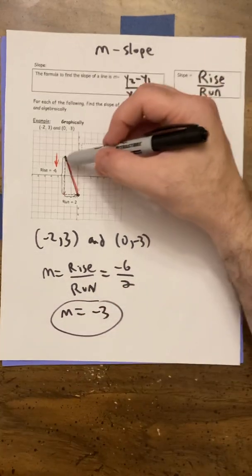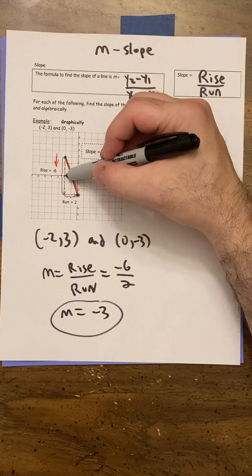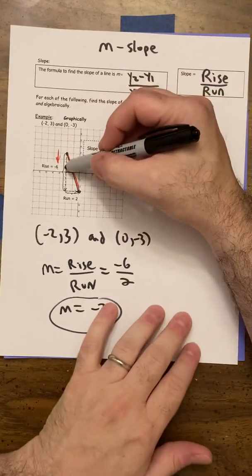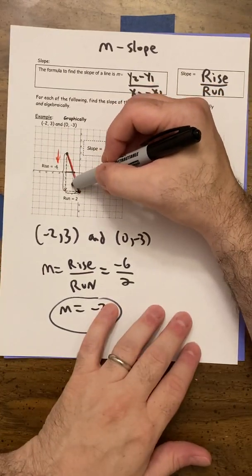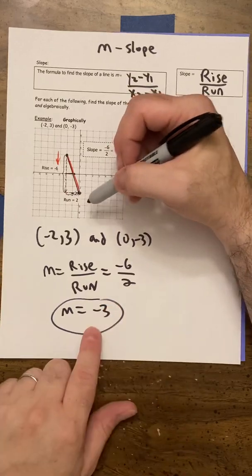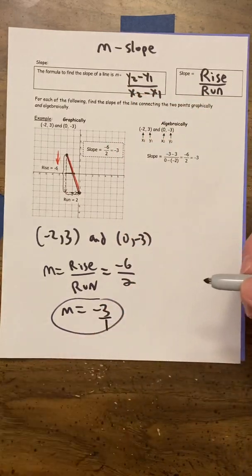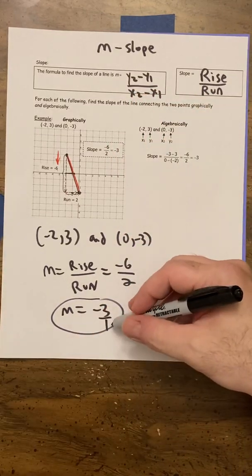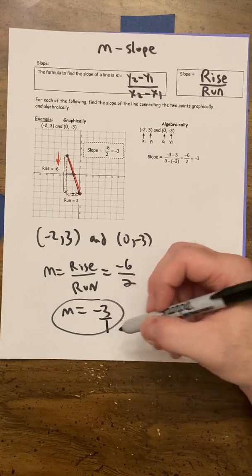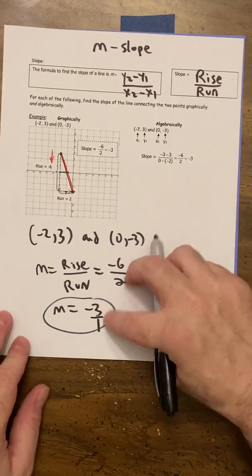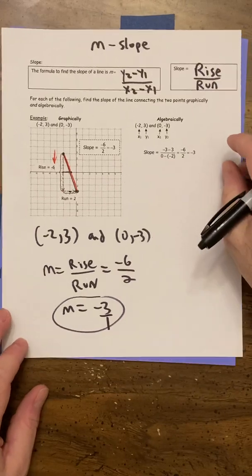-3. That means every time we go down 3 units, we have to go to the right 1 unit. Down 3 units, right 1 unit. That's what a slope tells us. Typically, it's written as a fraction. If it's a whole number, you don't need the denominator, but it's helpful to have the denominator so you know it's a fraction, which is what a slope is.